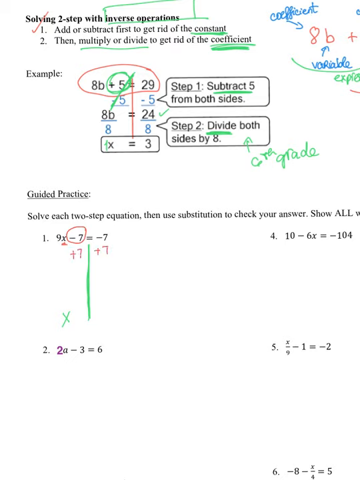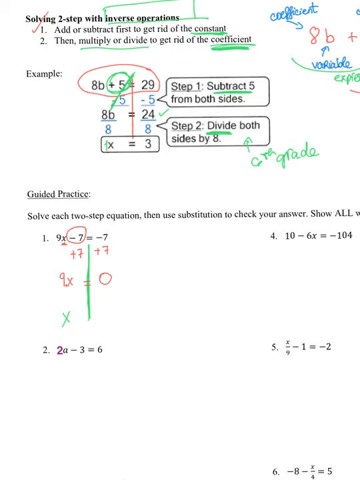Whatever I do to the left, I need to do to the right. Okay? And everything I don't use, I bring down. So 9x, I didn't use it, I bring it down. Minus 7 plus 7 is 0. Equal to, I bring it down. Minus 7 plus 7 again is 0. Next, after I get rid of the constant, now I'm going to get rid of the coefficient.